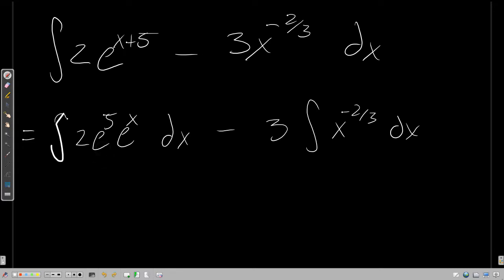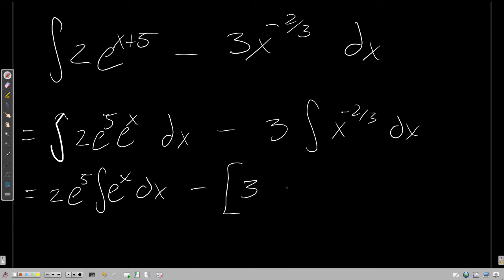This is just a constant, so that constant would come out front, and then I guess this part I can integrate, so that's 3 divided by 1/3. So there, I've divided by 1/3. And then this first integral just integrates to e to the x.